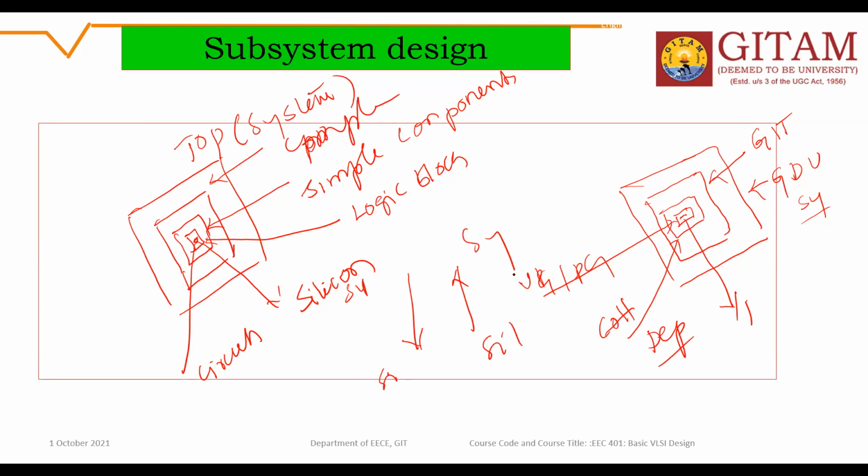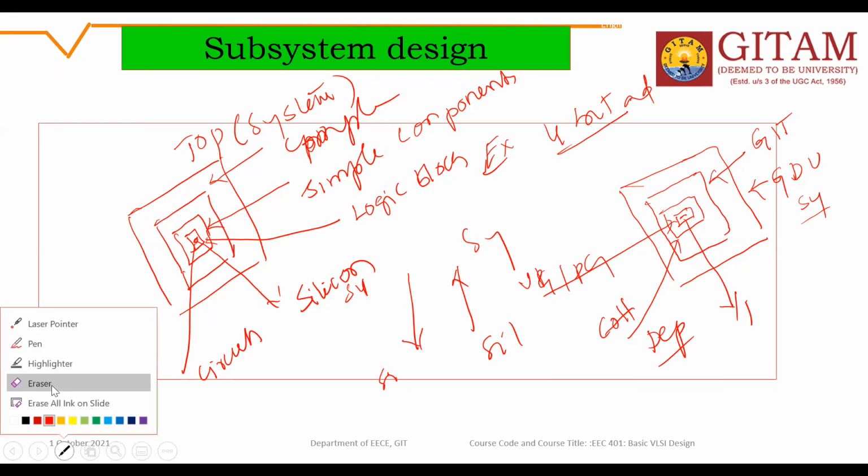I hope everybody understands what a subsystem is. For example, take a 4-bit adder. It is constituted with four 1-bit full adders, where each 1-bit full adder is a subsystem of the 4-bit adder. That's it.